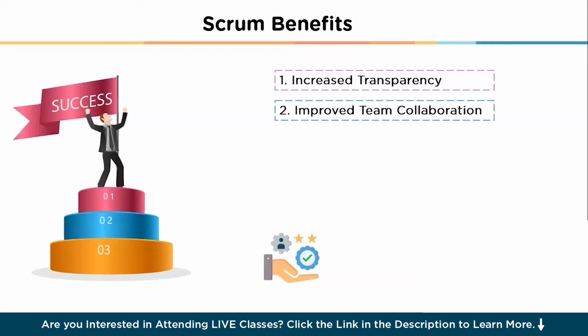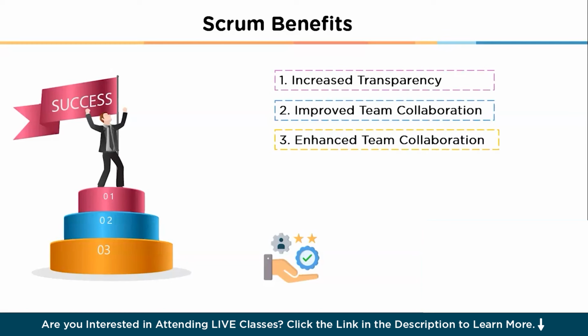Next one we have all over here is improved team collaboration. The collaborative nature of Scrum encourages team members to work closely together, leveraging their diverse skills and expertise. The Scrum Master facilitates this collaboration, helping the team communicate effectively and resolve conflicts. This teamwork leads to better problem solving, innovation, and overall productivity.